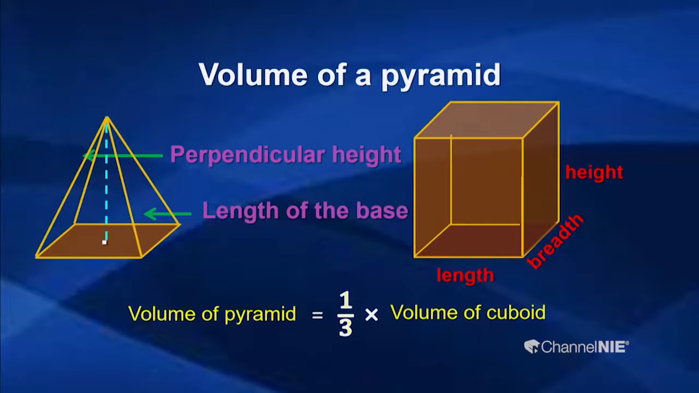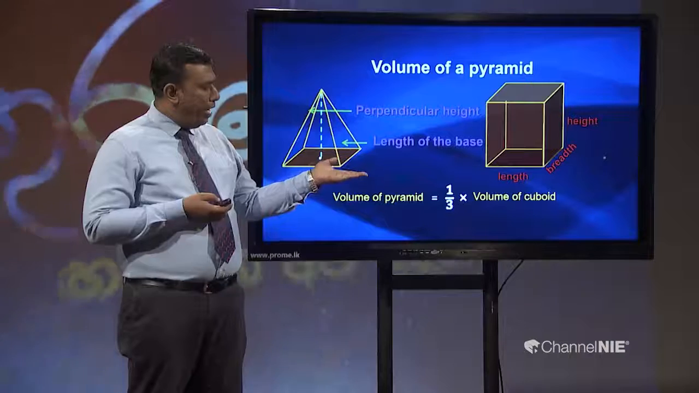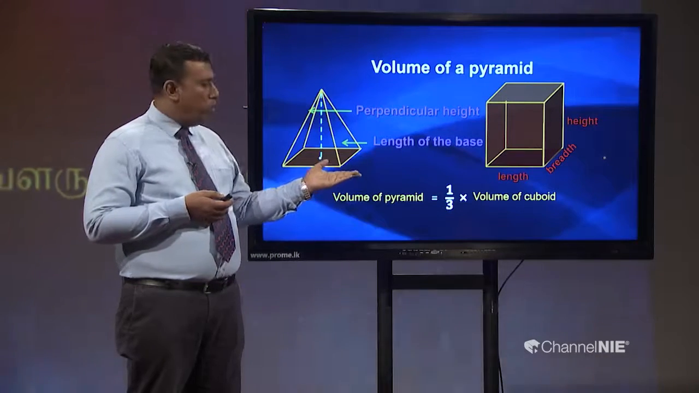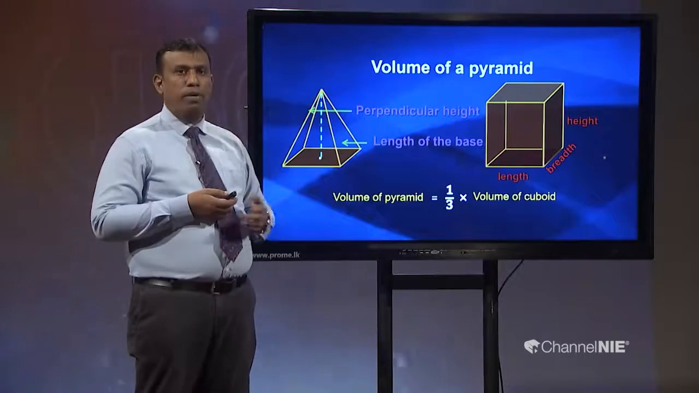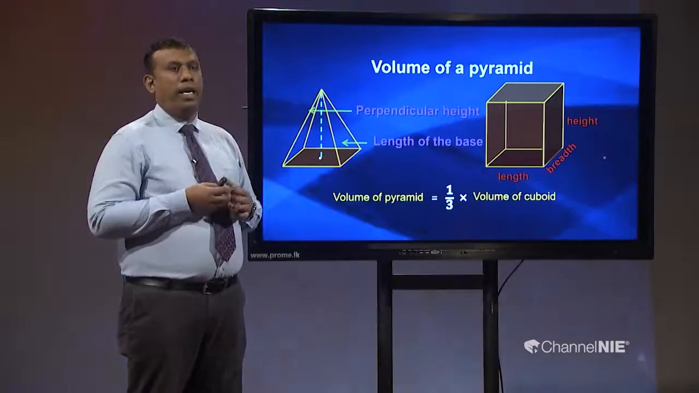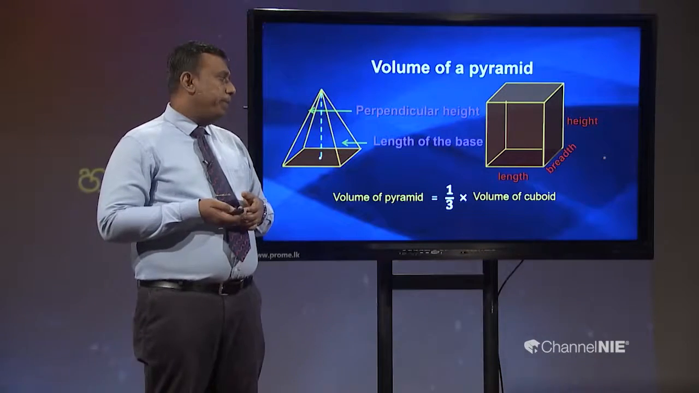Then you can see I told you the height of that cuboid and the height of this pyramid are both the same, right? After making these two objects with the same base, you can find the volume of the pyramid. How? Volume of pyramid is equal to one third of the volume of the cuboid, right? Then you can do that in your school as a practical, right?